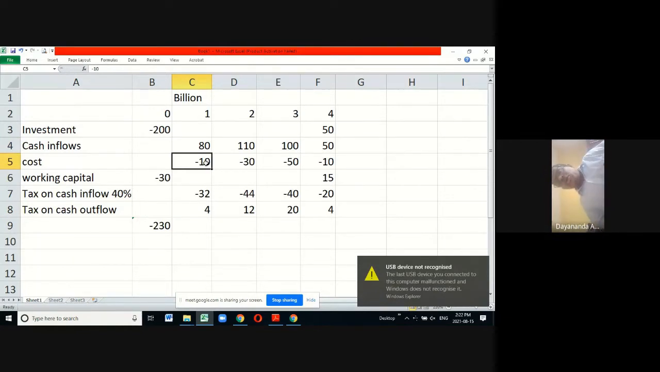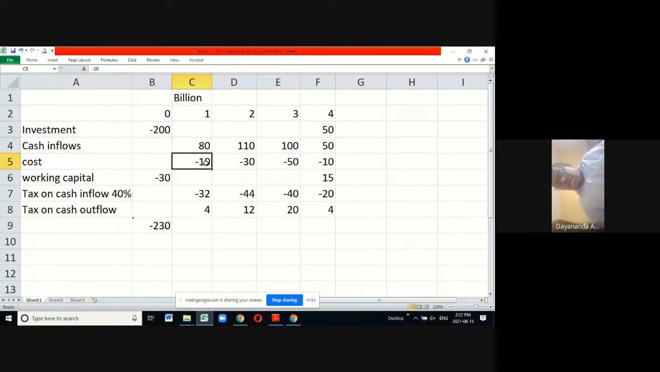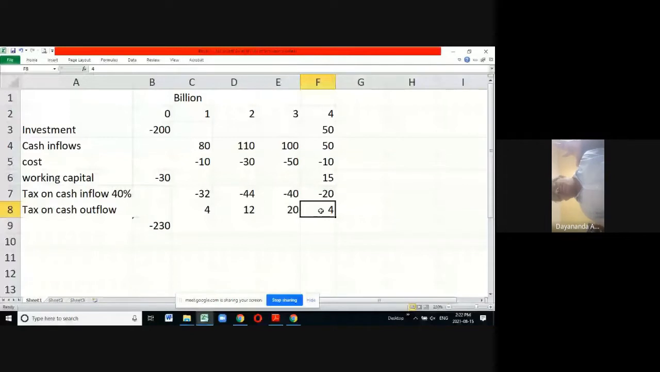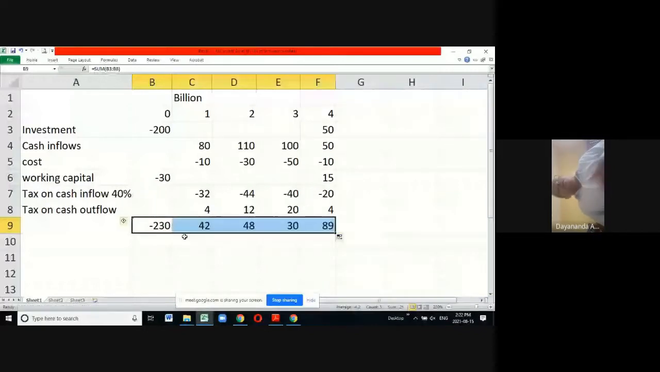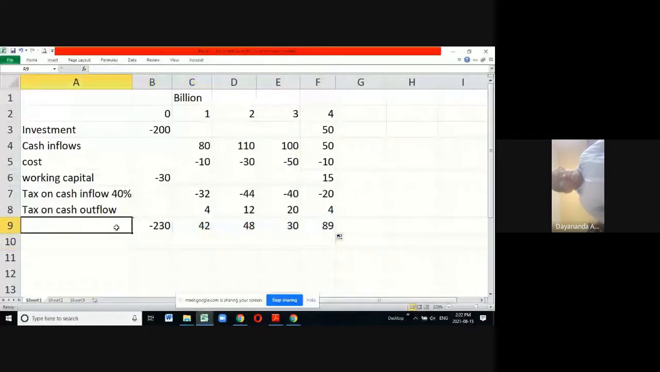For cash inflow, of course, it's a payment with regard to tax. For cash expenses, it's a tax saving. So you put it as a positive figure. Here 4, 12, 20, 4, you put as a positive figure. So what is the net cash flow? What is your net cash flow? Altogether this is the net cash flow.